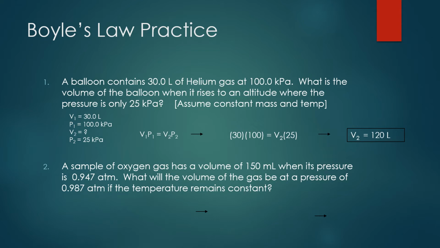Example number 2. In this example, I'm going to again read the problem, then I will give you a few seconds to solve it on your own. It says, a sample of oxygen gas has a volume of 150 milliliters when its pressure is 0.947 atm. What will the volume of the gas be at a pressure of 0.987 atm if the temperature remains constant? So remember, number 1, your volume always has to be in liters.